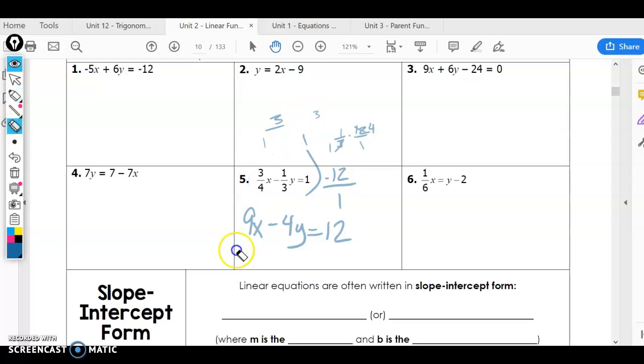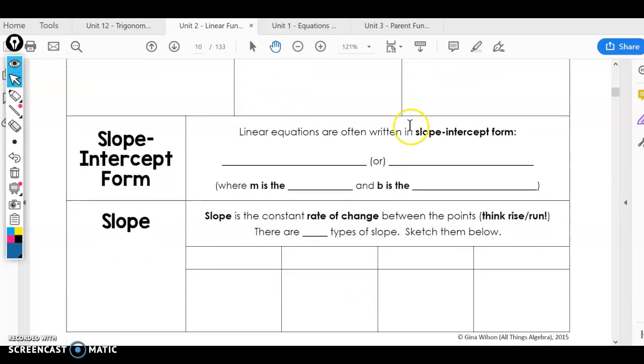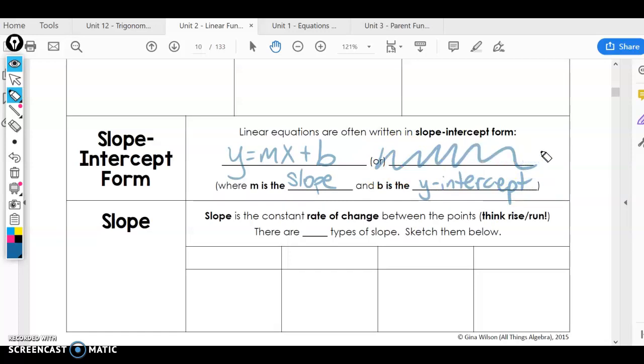The second type of form that we're going to talk about today is called slope-intercept form. And that is the one that I think you know most about. y equals mx plus b, where m is the slope and b is the y-intercept. I'm just going to talk about y equals mx plus b. There is really no other form we're going to talk about.